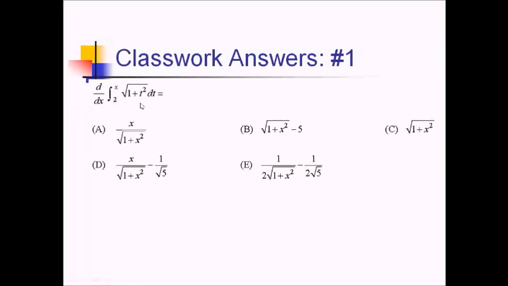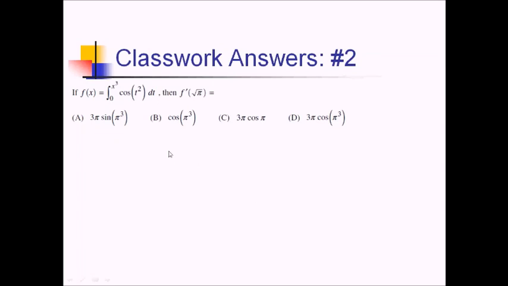For this problem, we're trying to take the derivative of this integral with an upper limit of x. Since we're taking the derivative of an integral with an unknown upper limit, we basically just plug the upper limit into the dummy variable in here. So this is just going to be the square root of 1 plus x squared. And we would multiply by the derivative of x using the chain rule, but the derivative is just 1, so this is actually the final answer, choice C.